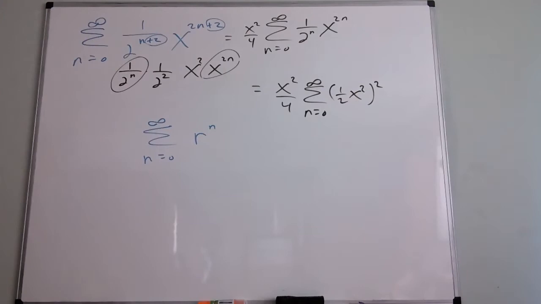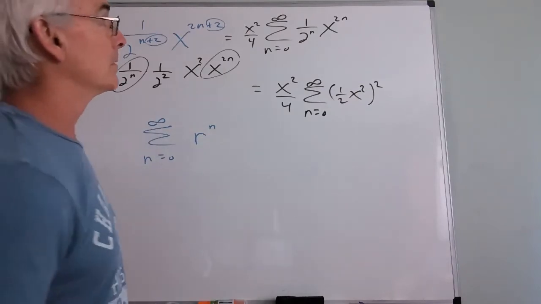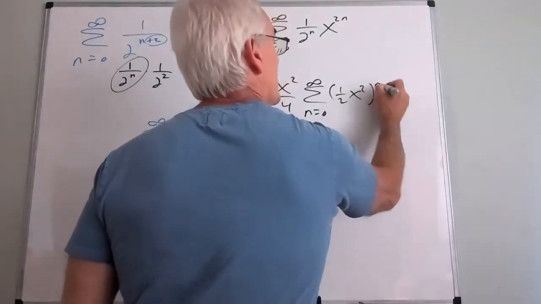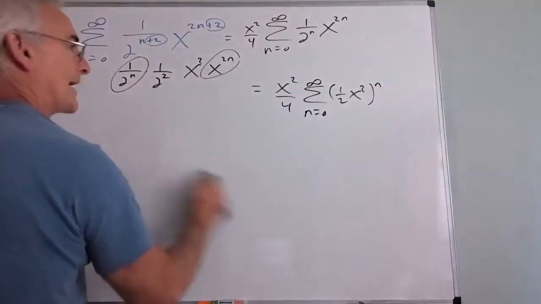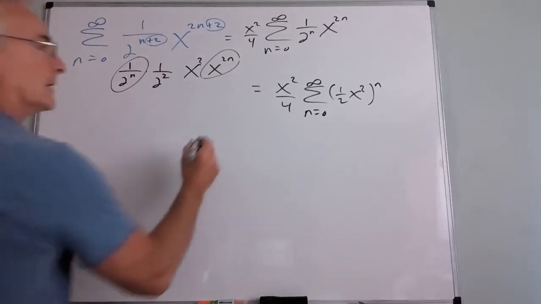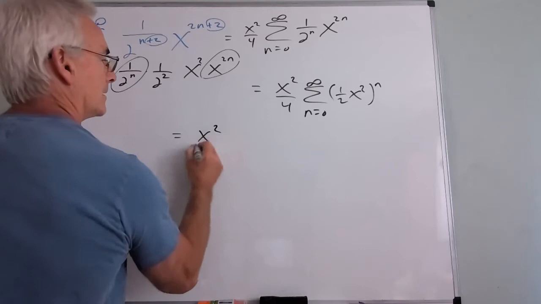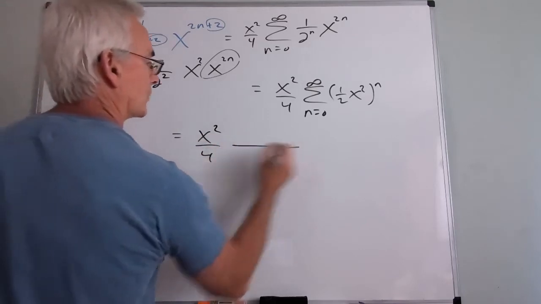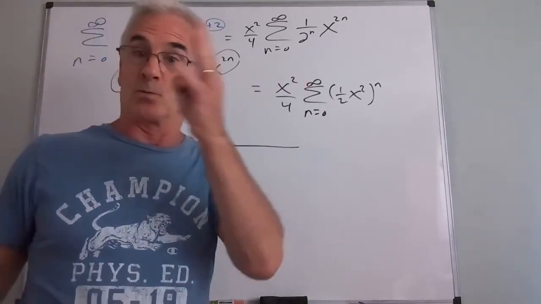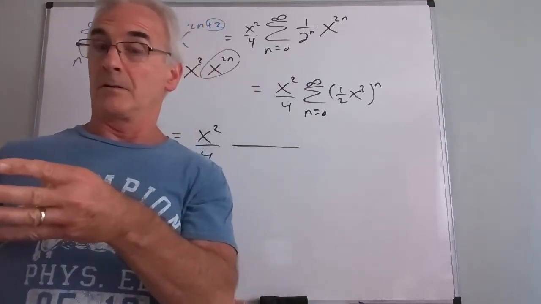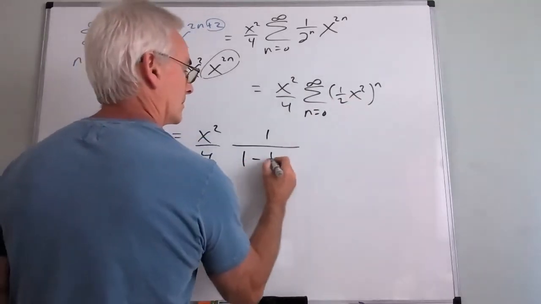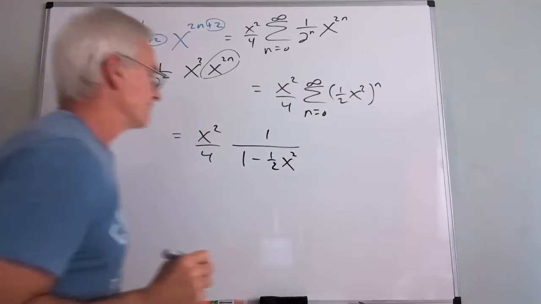Yes. Yep. You have a 2 there, not an n. Oh, yeah, thank you. The exponent is 2n. Thank you. And then, can I go directly now to the form of the geometric? In other words, can I go to my quotient? Well, what's the form? If it's r to the n, we just said it's 1 over what? 1 minus the r part, which is minus 1/2 x squared.